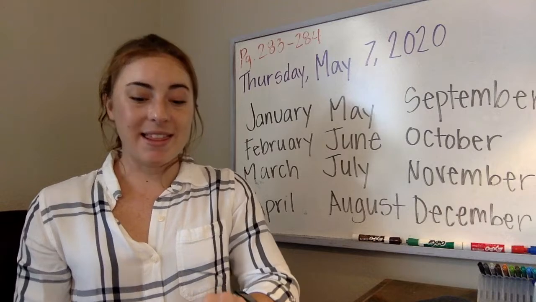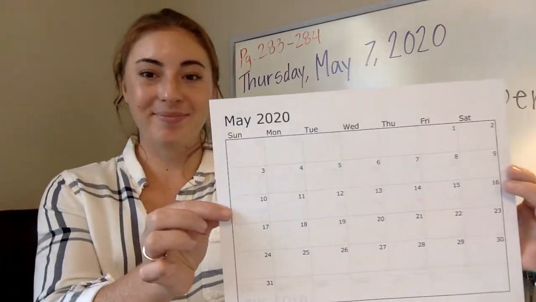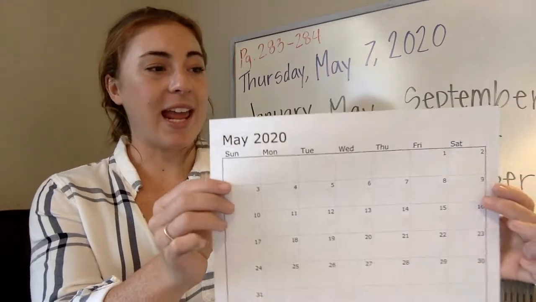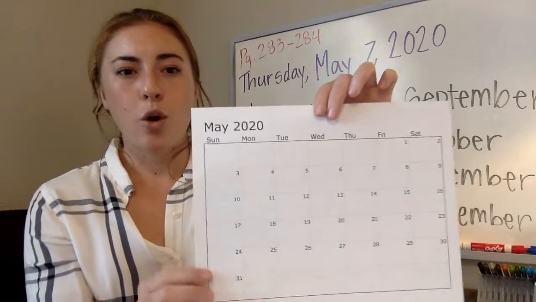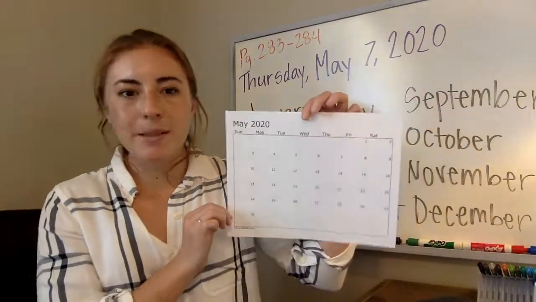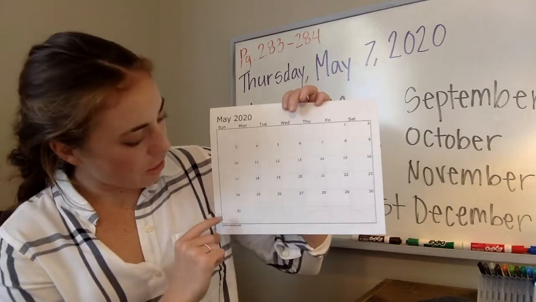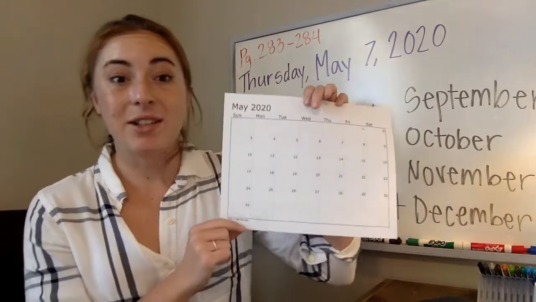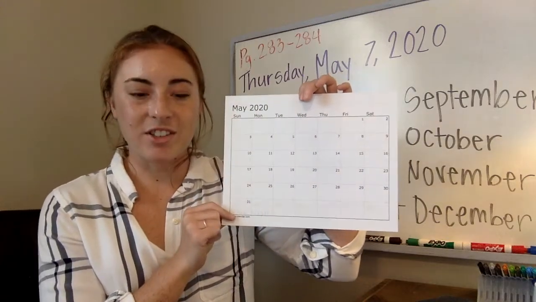And this month, we're in May. When was the first day of May? It was on a Friday, May 1st. When is the last day of May going to be? What day will it be on? May 31st. It's going to be on a Sunday. So the last day of May will be on Sunday, May 31st.